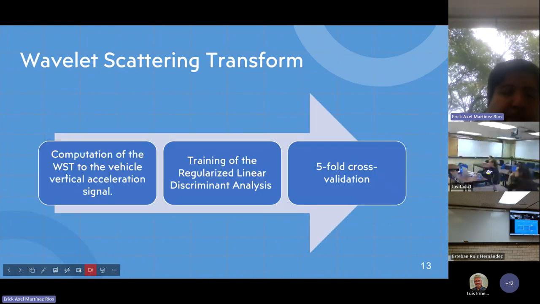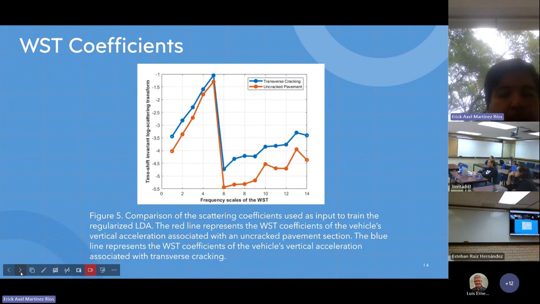So basically, we apply this scattering transform to the vehicle vertical acceleration signal. We train the regularized linear discriminant analysis with the obtained coefficients from the scattering transform. And again, we apply a five-fold cross-validation to assess the generalization performance of the network. In figure five, you can observe the obtained scattering coefficients.